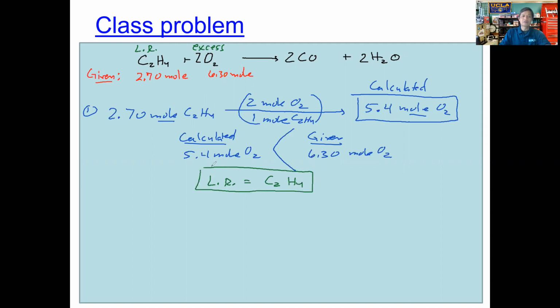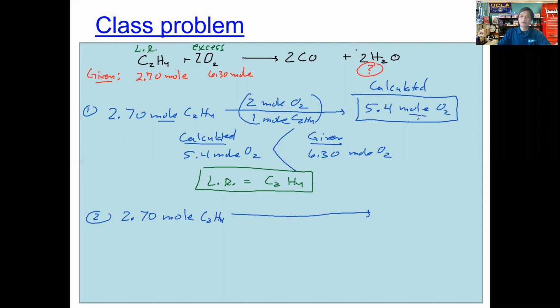Now the second question asks us to find out how much product will form. Calculate how much water will form. So the question is asking us about water here. Our second stoichiometric calculation will be the conversion starting from 2.70 moles of C2H4. And understand why we're using this amount again. We're using it because it is the limiting reagent.